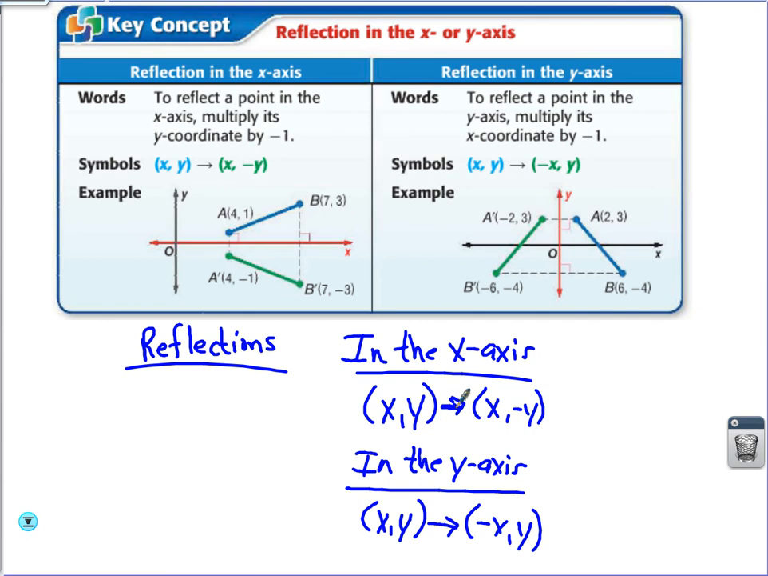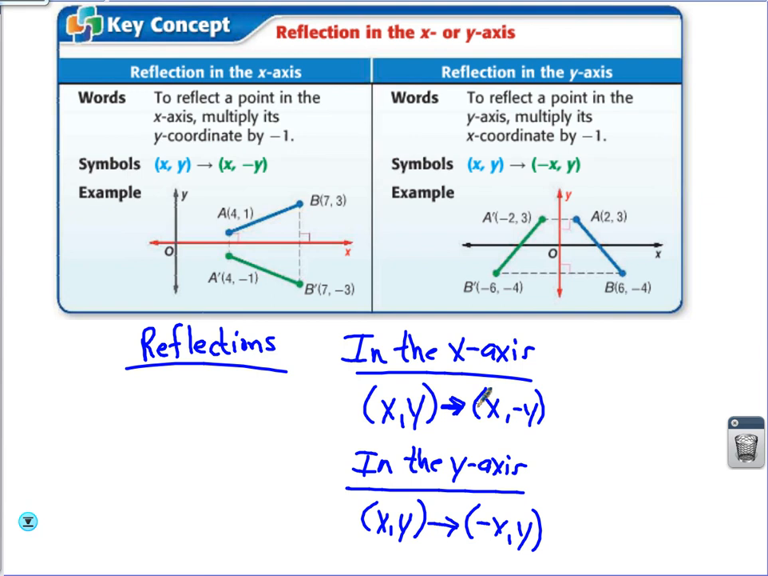XY turns into, that's what that arrow means, XY turns into X, negative Y. So the X's stay the same. If you want to reflect a point across the x-axis, the X's stay the same. The Y changes from positive to negative or from negative to positive, the opposite of Y.